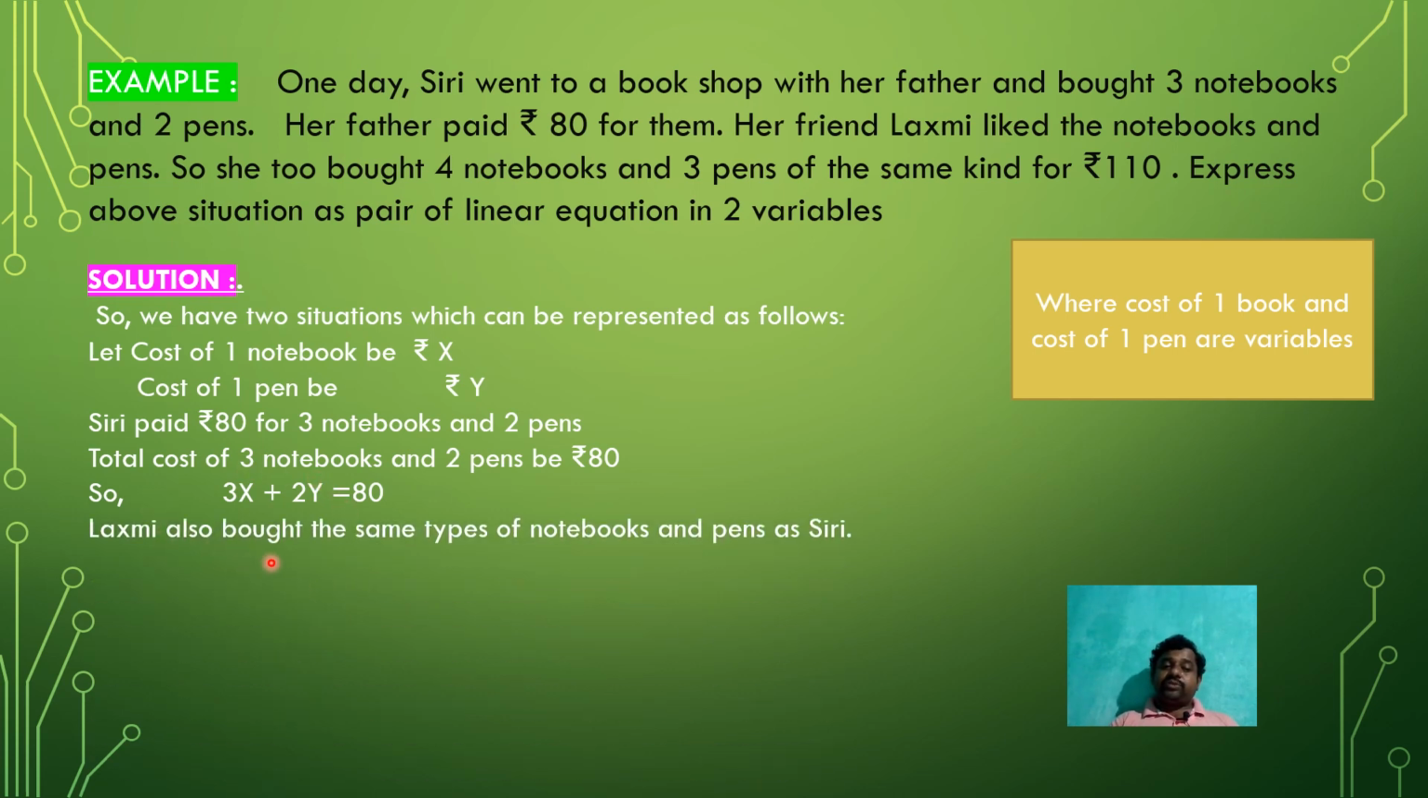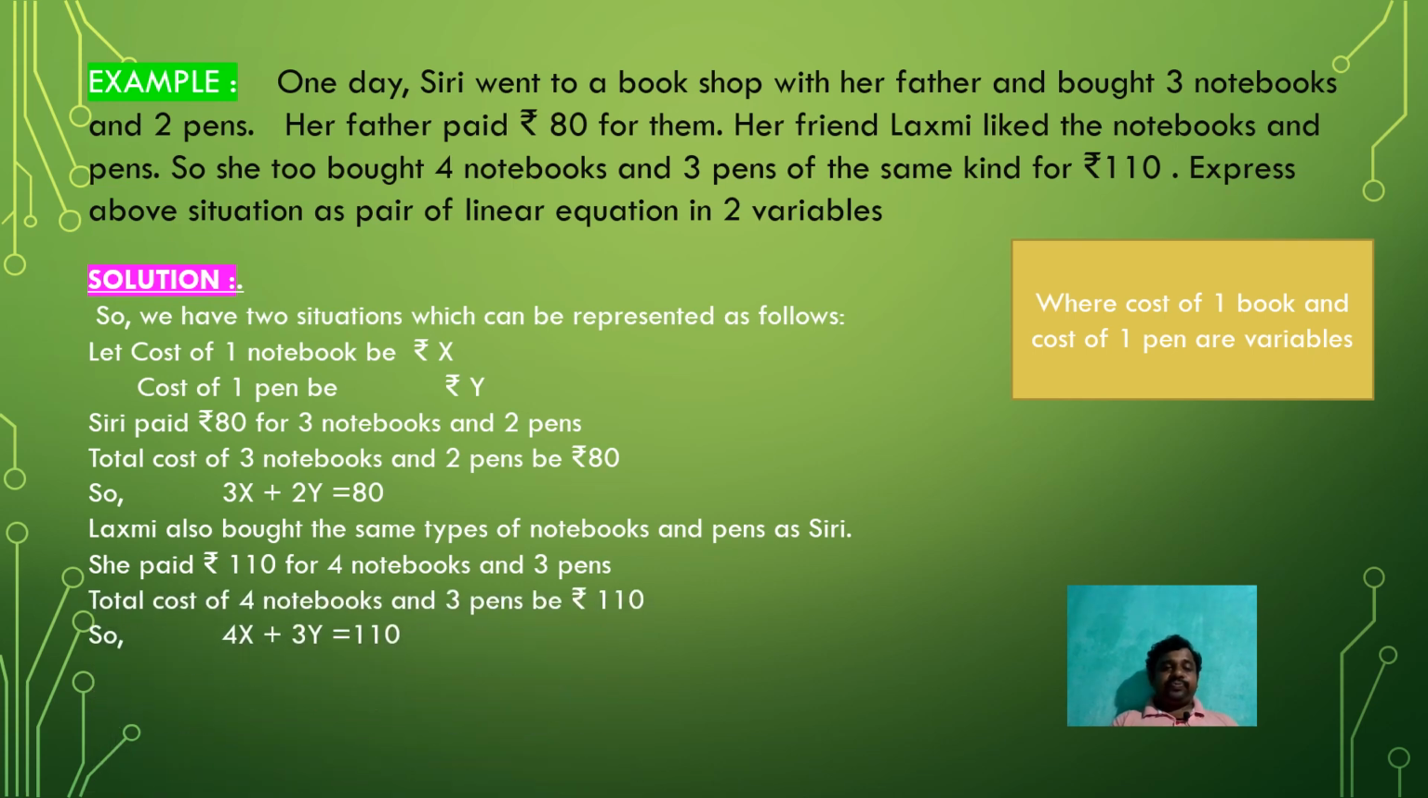Now Lakshmi also bought the same types of notebooks and pens as Siri. Observe here, the notebooks and pens are the same that Lakshmi and Siri both bought. So the cost of one notebook is x rupees, the cost of one pen is y rupees. Lakshmi paid 110 rupees for 4 notebooks and 3 pens. Total cost of 4 notebooks and 3 pens is 110 rupees.